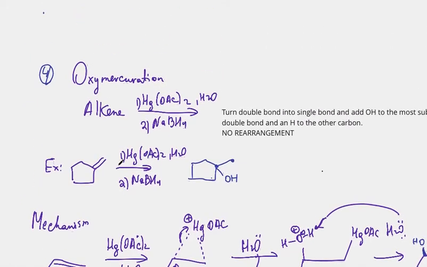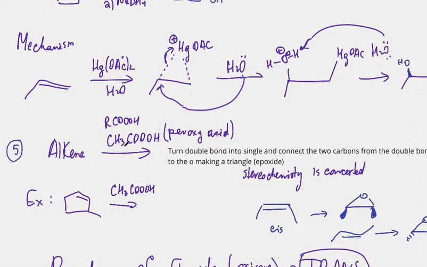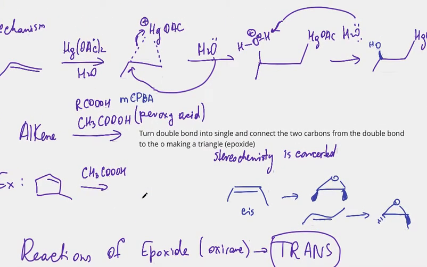Our next reaction, let's see, this is not actually 6, this is number 5, is alkene with peroxy acid. So this could be CH3COOOH, very, very notable, 3 oxygens. RCOOOH, where R could be any group, such as this methyl group, or the most famous one is mCPBA. If you see mCPBA, it's peroxy acid.